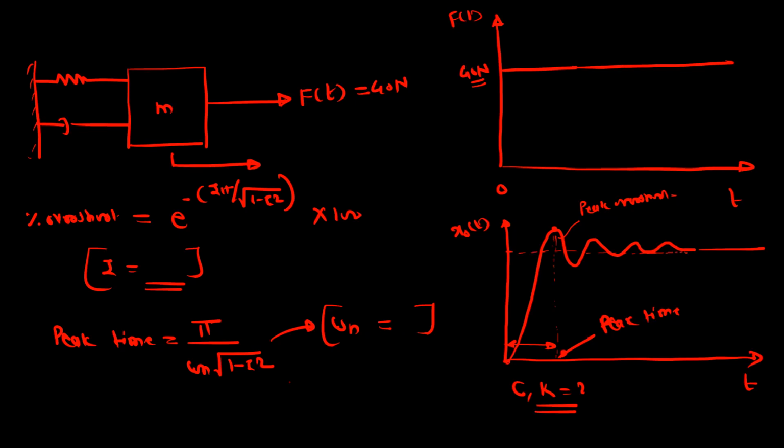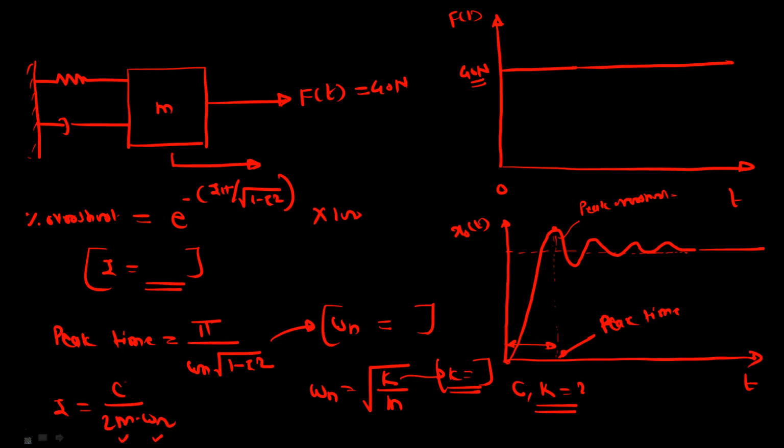Okay, and then from omega n, we have the formula omega n equal to square root k by m. So we can find out the stiffness k. Okay, and to find out the c value, you can use the formula zeta is equal to c upon 2m omega n. So put the value of m, put the value of omega n, you can find out the c value. Okay, so now let us perform the experiment.